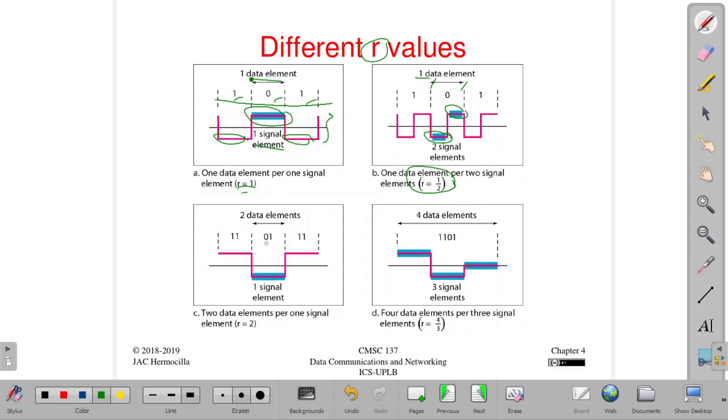In this example here, we have two data elements, 0, 1, and this is represented by a single negative signal. Therefore, using the formula, r equals 2. And the same with this one. So we have four data elements 1, 1, 0, 1 represented by these three values, three signal elements. Therefore, we have r equals 4 over 3. So let's stick to this definition in the meantime.